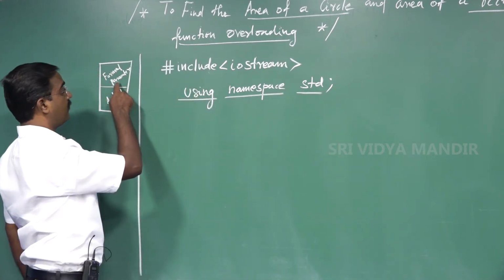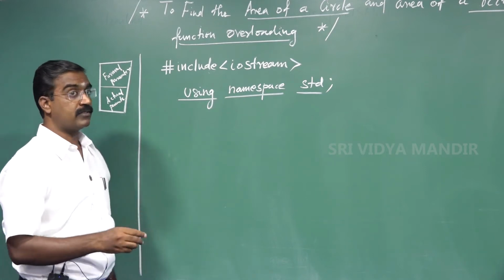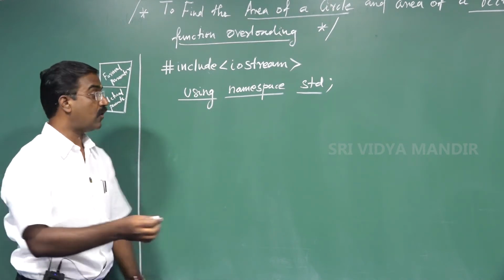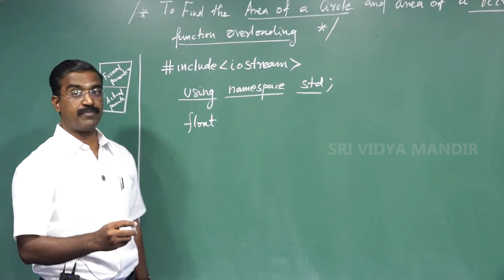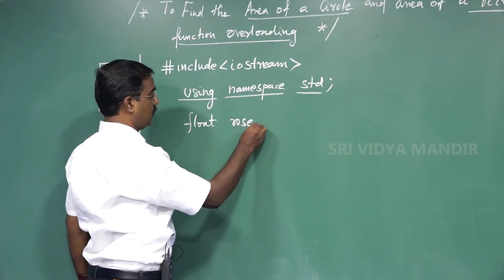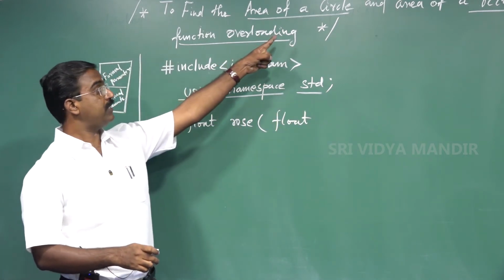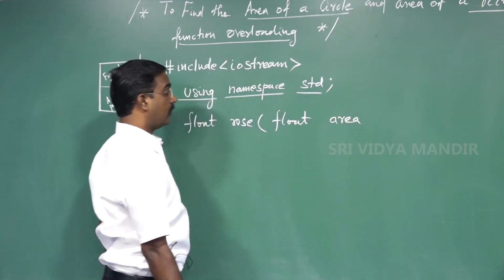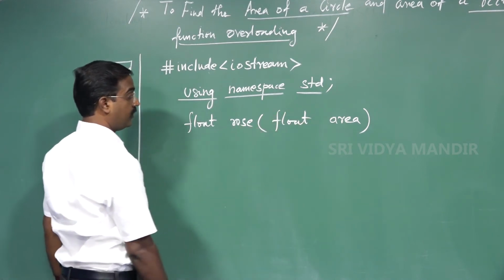We know the first is the formal parameter, and then we'll make the actual parameter. Now we'll make the formal parameter type. In the formal parameter we should know the data type, function name and arguments. The data type is float. The function name is rows. Here the argument is float area, since for the area of a circle we need area. This is one argument: float rows, float area.